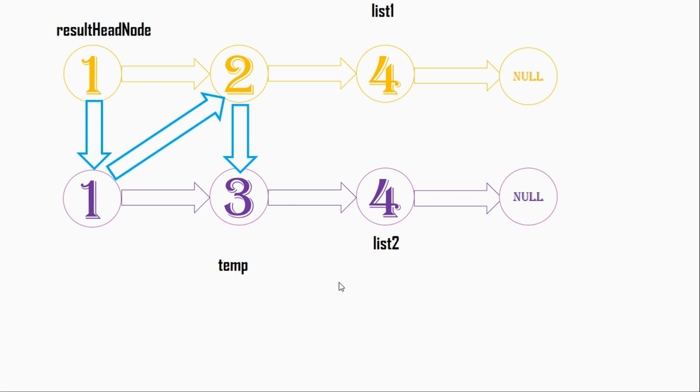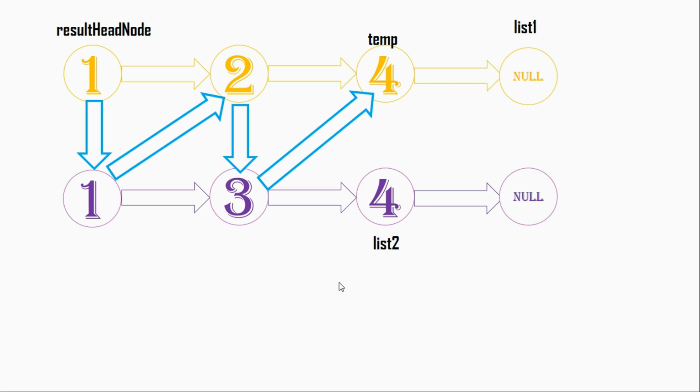Again it will check list 1 is not null and list 2 is not null. So again it will check whether list 1 node value is greater than list 2 node value. No, it is not. So my temp will point to list 1 node. That means my temp will point to node 4 and list 1 will move to the next node, that means list 1 will be null. At the end my temp will move to the next node. Now temp will be node 4.